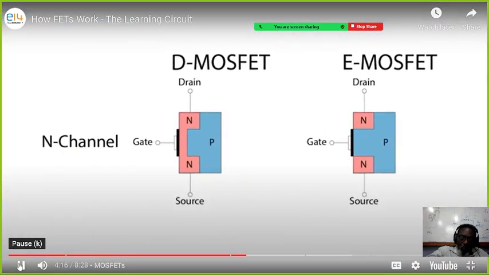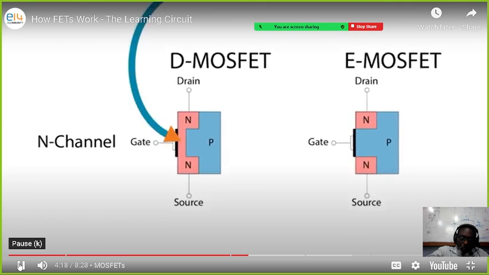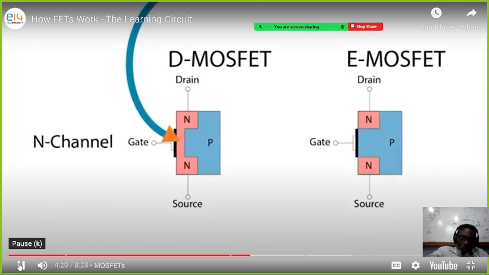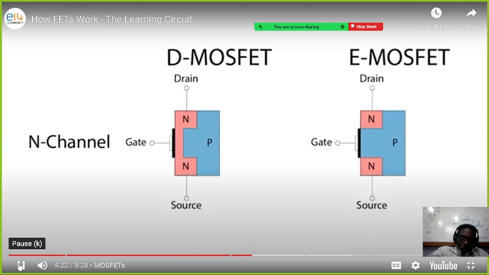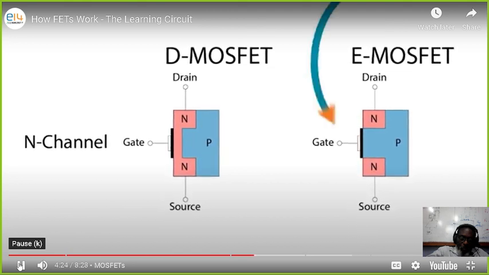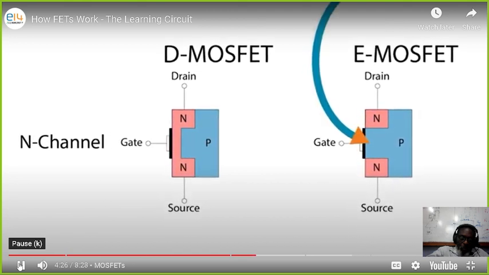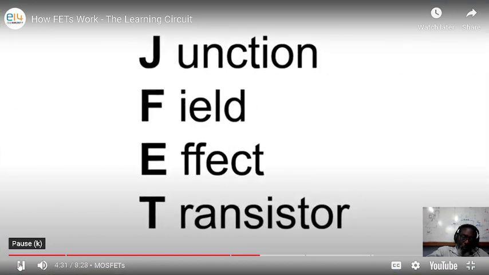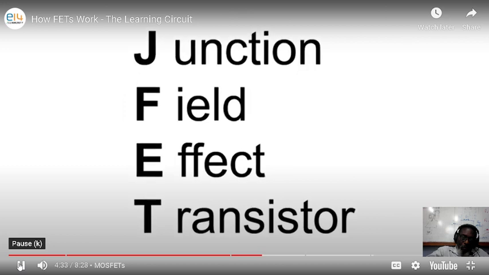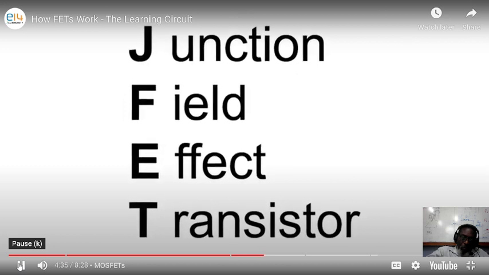While JFETs are strictly depletion mode devices, MOSFETs can be either depletion mode or enhancement mode devices. The main difference is in their construction. Depletion mode, or DMOSFETs, have a physical channel connecting the source and the drain terminals. In enhancement mode, or EMOSFETs, the source and drain are not connected and rely on the gate voltage to form a channel between them.